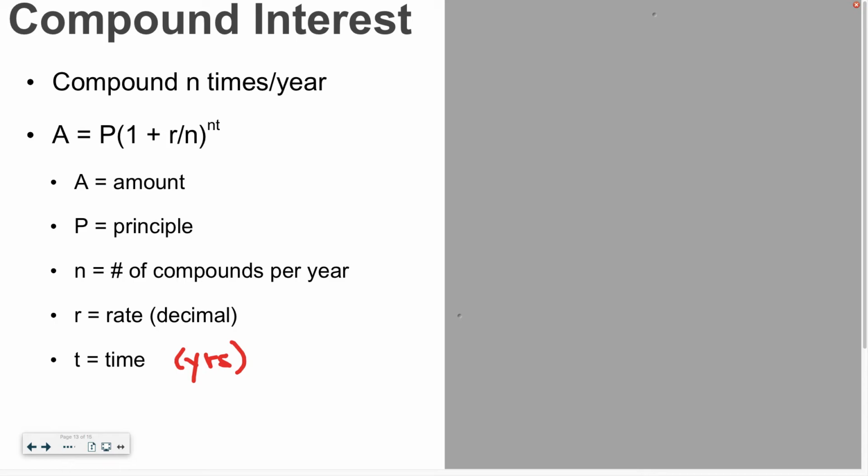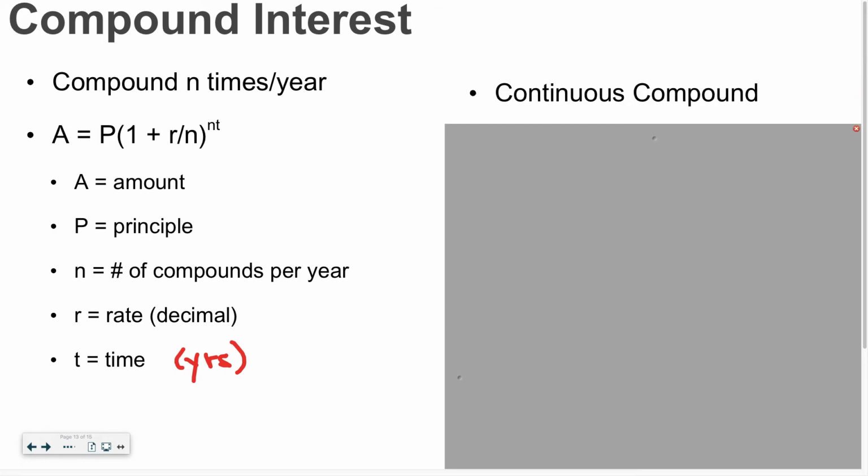If you are saving money, compounding more often will help you get more money. If you have a loan, compounding more means you're going to have to pay more money. So if we want to keep compounding more times per year, we can do what's called continuous compound, where it's always recalculating, as opposed to calculating this interest so many times per year.